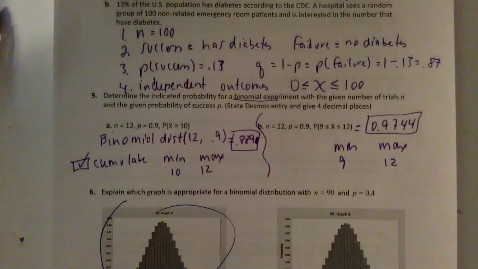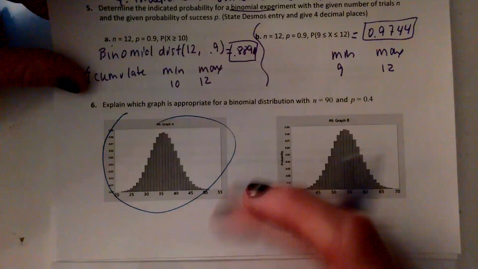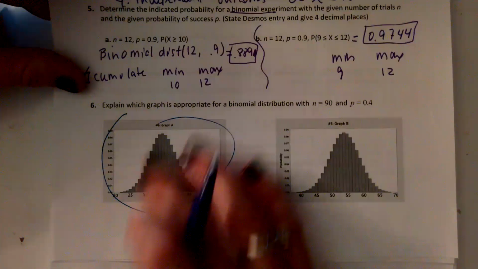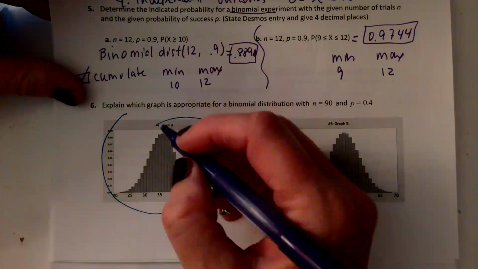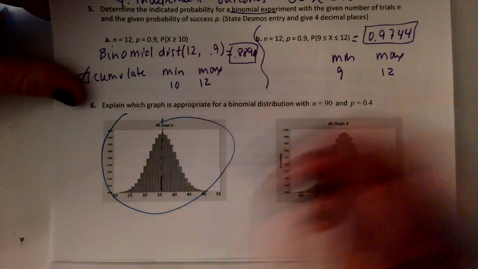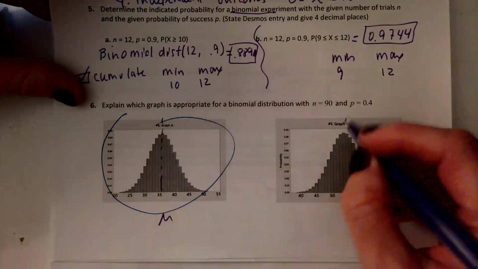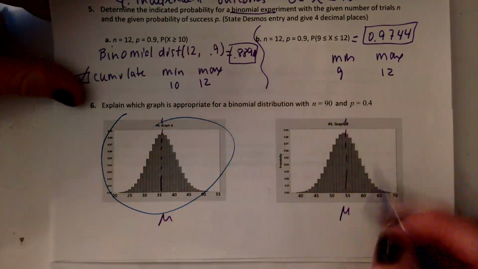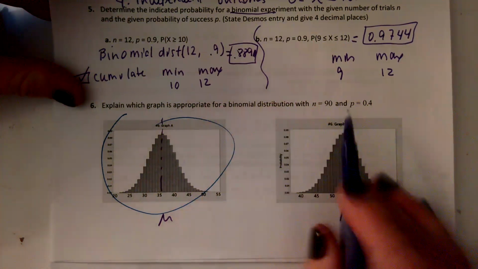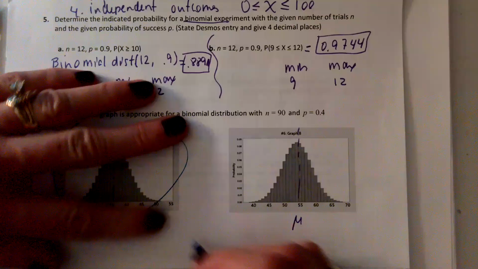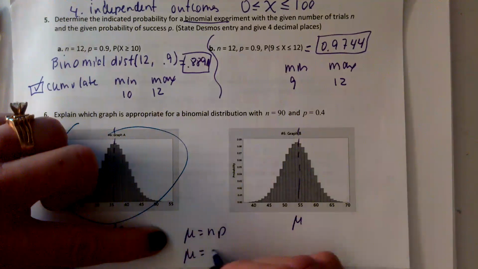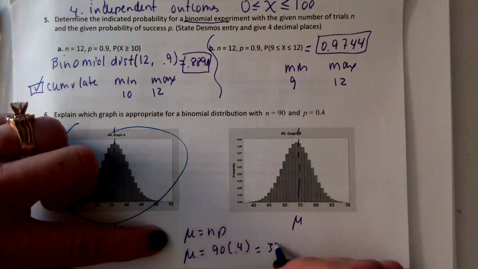Question number 6. It says, explain which graph is appropriate for binomial distribution. So from discussions that we've had in class, we know that with the normal curve, the center is usually where the mean is, because that's where the majority of the data falls. And so we would want to find out what the mean is for this particular situation. This particular situation would be n times p because it's binomial, which means it's 90 times 0.4 or 36.